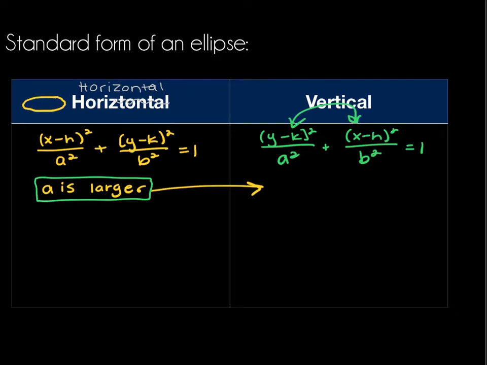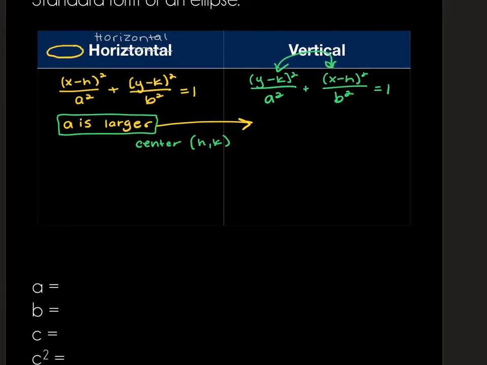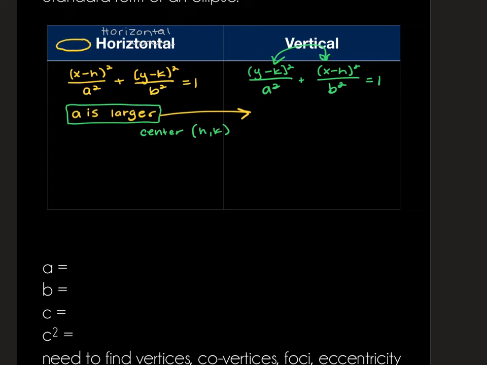What does matter again is that the a is the larger. So whichever term has the larger denominator determines if it's horizontal or vertical. If it's underneath the x, it's horizontal. If it's underneath the y, it's vertical. Okay, then the center, this is true for both of them, (h, k). Once you get a and b, the a is equal to the distance from the center to the vertices. b is the distance from the center to the co-vertices.